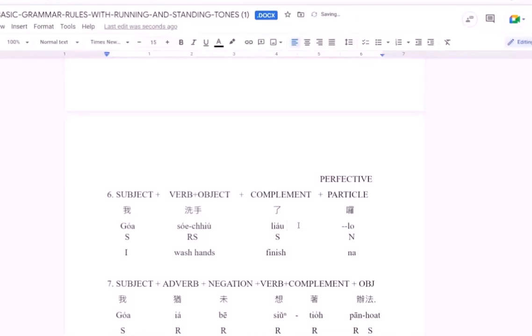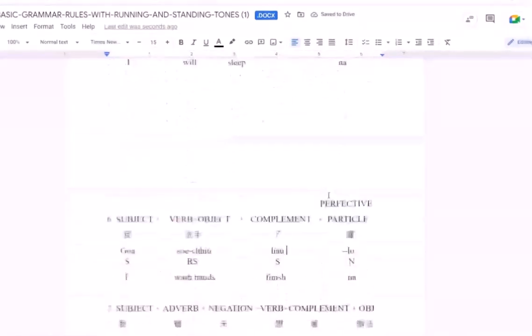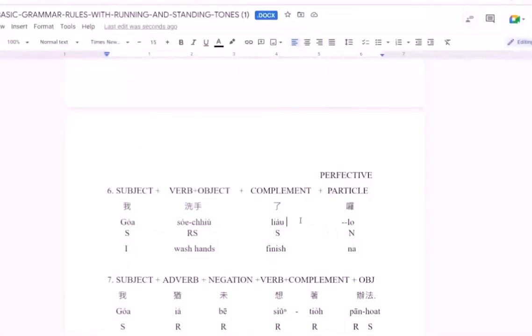So lo means na, or already. I wash hands, finished already. You can say 我水去了咯. So that really clearly shows that you have finished the act of washing your hands. But you can also say 我水去了. When you say 我水去了, then people will understand that you have washed your hands.